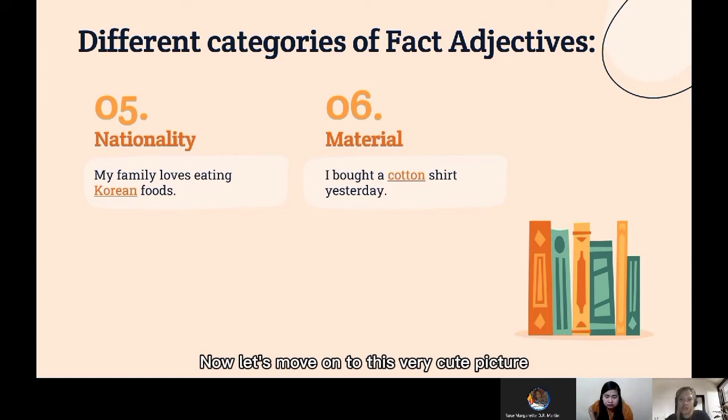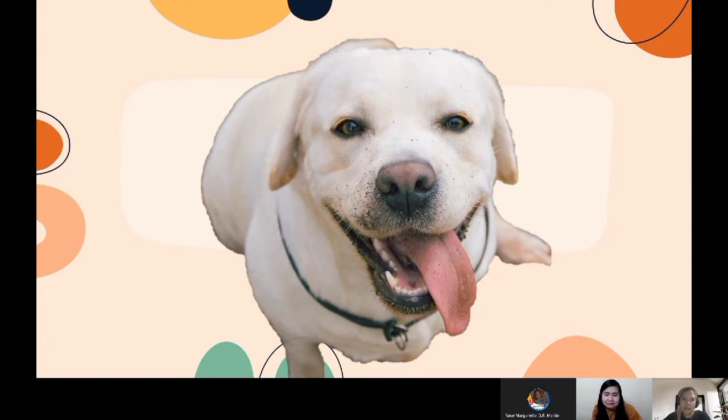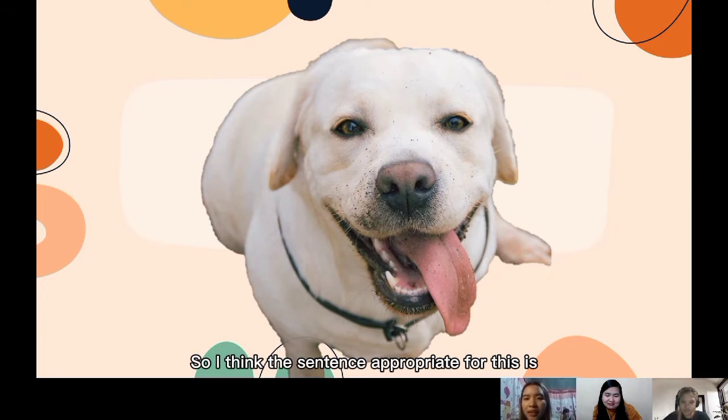Now let's move on to this very cute picture. Now I want you to observe the picture and, just like earlier, give an example sentence that you can say without using any of the fact adjectives. Miss Rose, would you like to answer? So I think the sentence appropriate for this is, it looks like a very friendly dog. Okay, thank you very much.